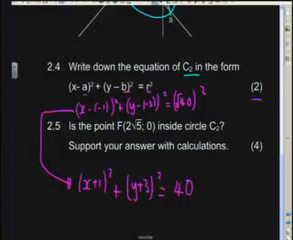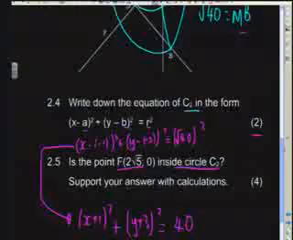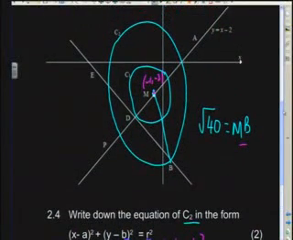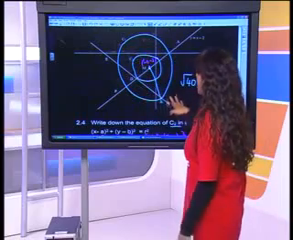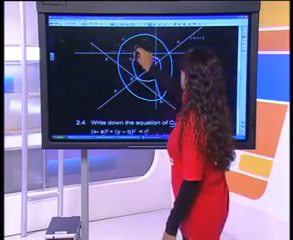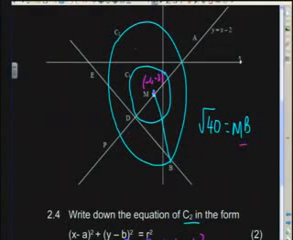So the last part of this is: is the point F, 2 root 5 and 0, inside the circle C2? Support your answer. Now, this point is not drawn, obviously. We know that it's 2 root 5 and it's somewhere. We can obviously plot it because we have the coordinates. But they're saying, assuming we're not plotting it, is this point F going to be inside the circle somewhere, or is it going to be outside of the circle?